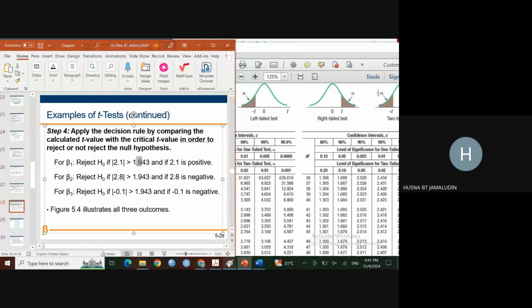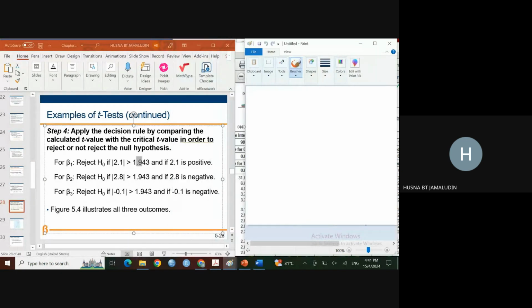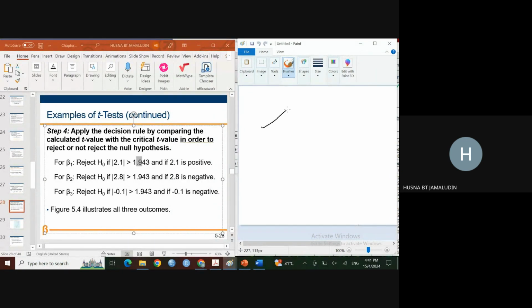If you want to compare the rejection region, it's better to draw a diagram. It's the middle. So where is the CV? CV is positive, right? 1.943. So this is your rejection region. And where is your T test? The T statistic is 2.1. So 2.1 is bigger, it is inside here. So you have to reject because T is falling under the rejection region. Okay, so beta 2, reject H null if your test statistic is larger than this.